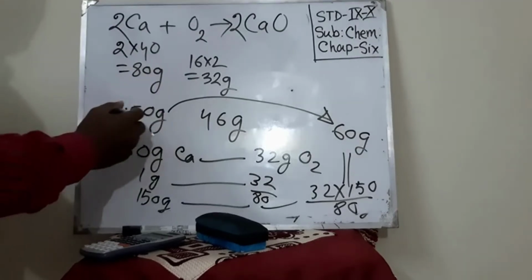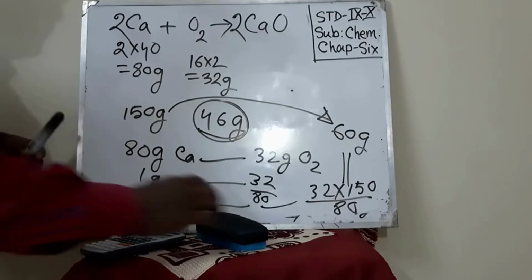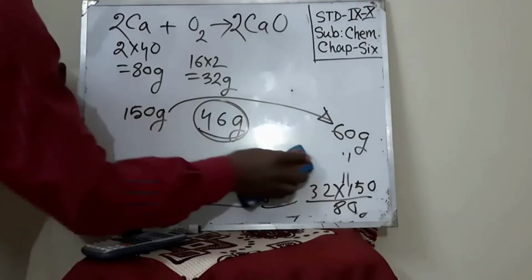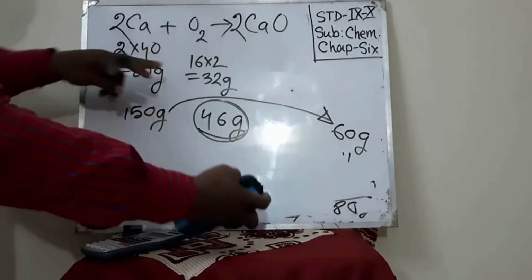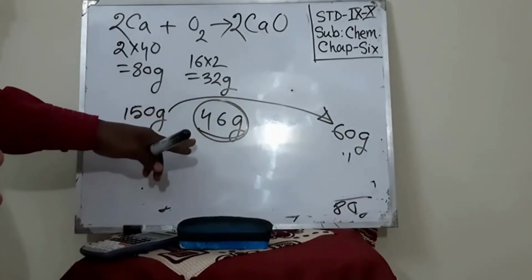But if I take 150 gram calcium and 46 gram oxygen, then oxygen will be limiting. That means it will be used up. It will run out fast. So this is the limiting reactant.